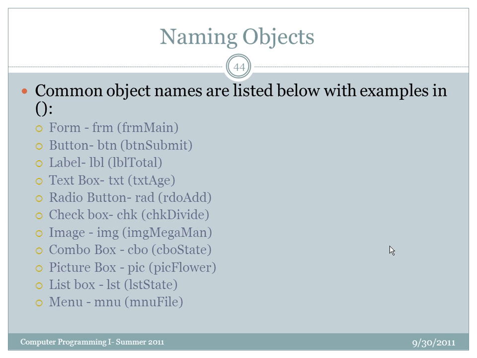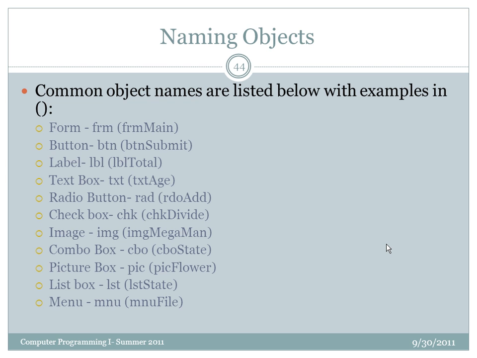For an image, it would be IMG. A combo box is CBO. A picture box is PIC. A list box is LST. And a menu is MNU.